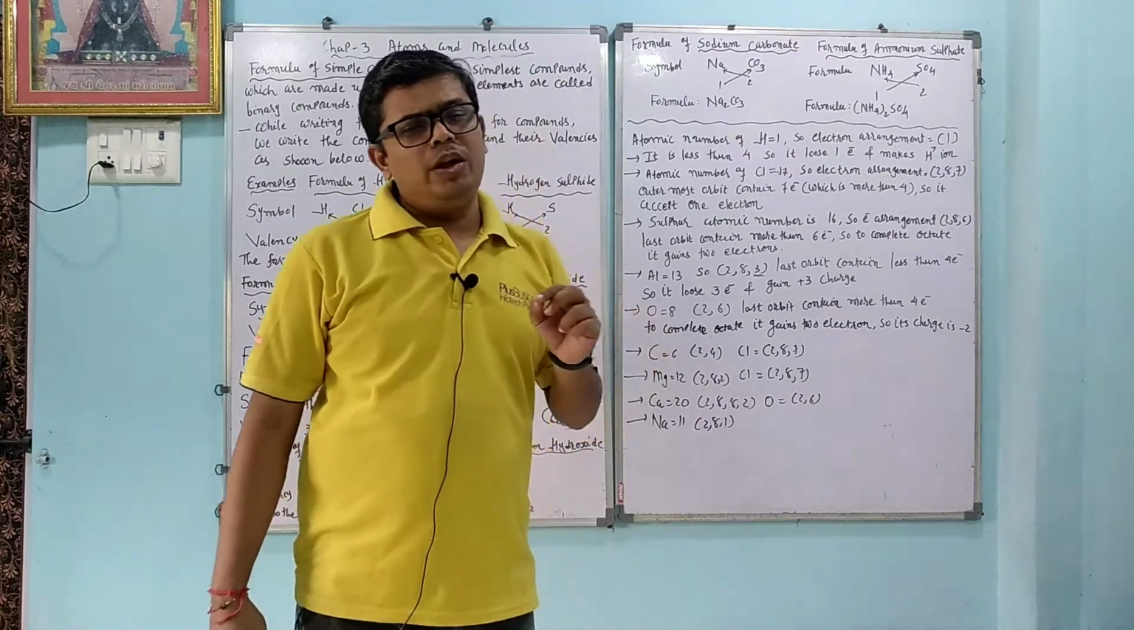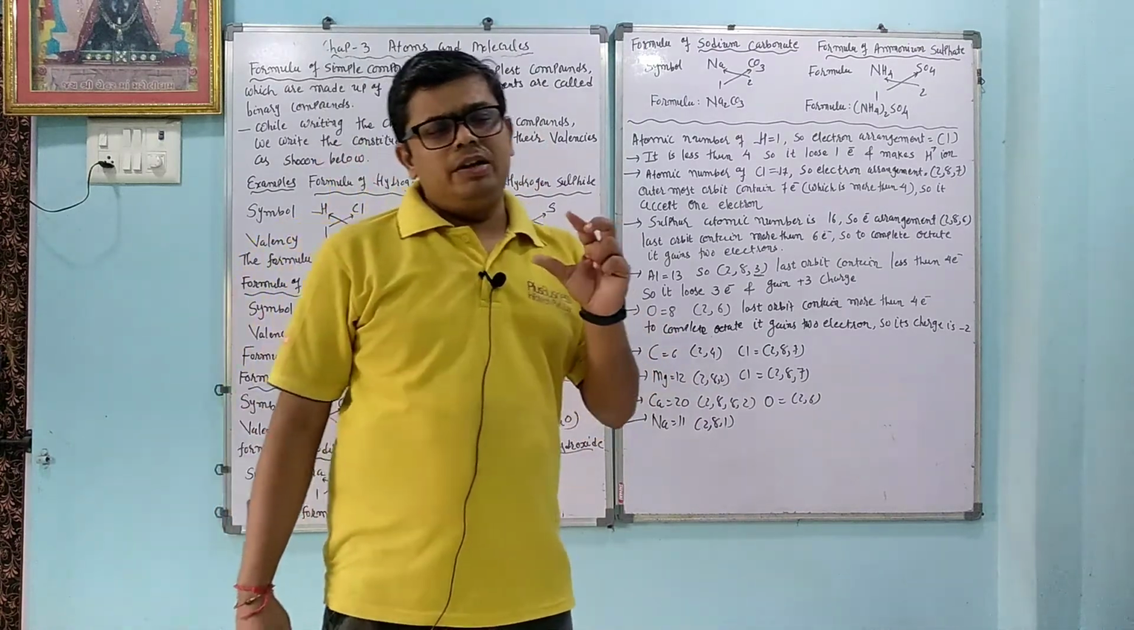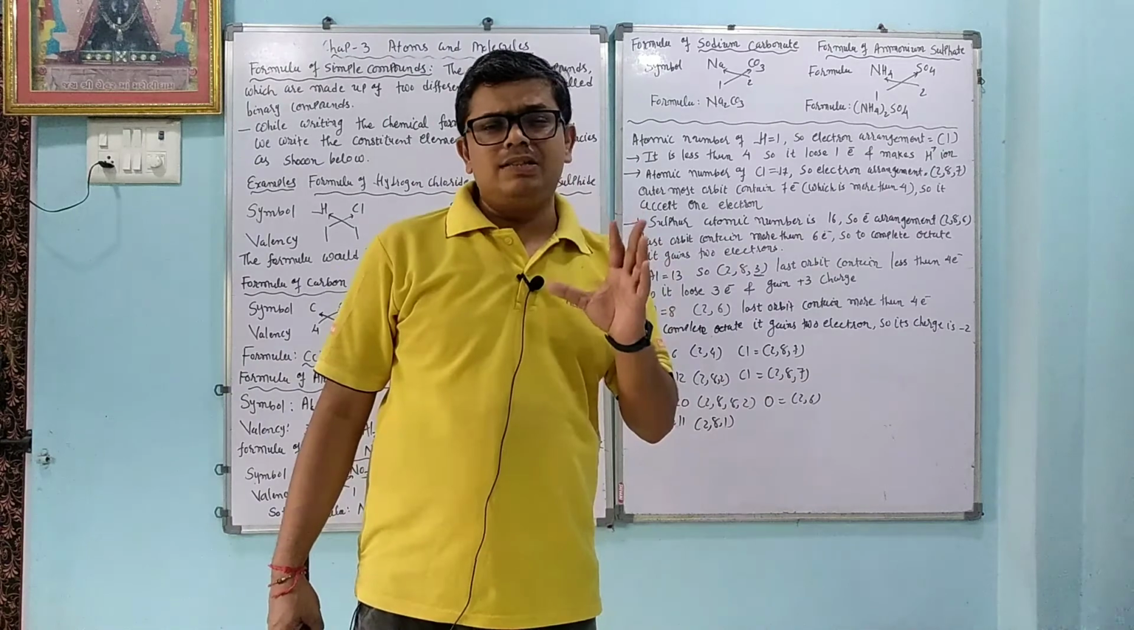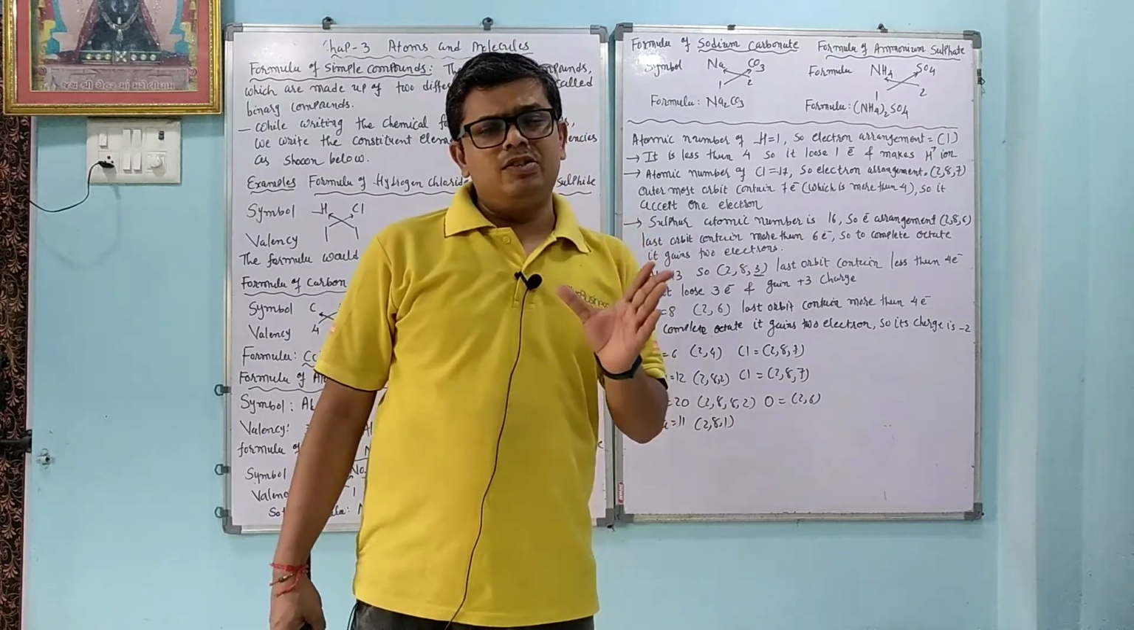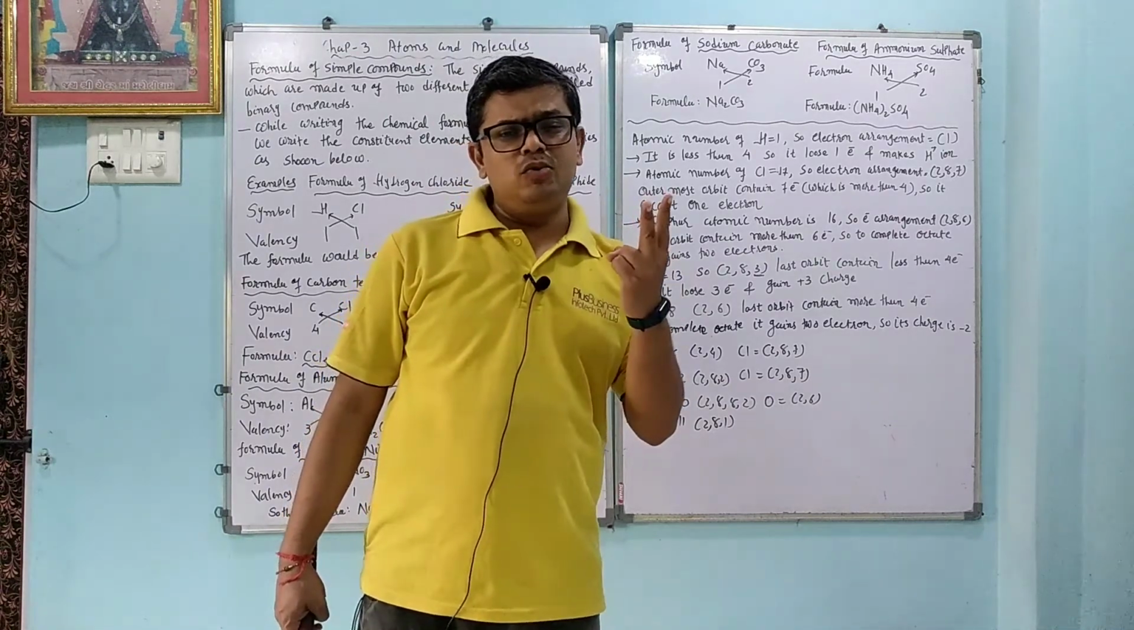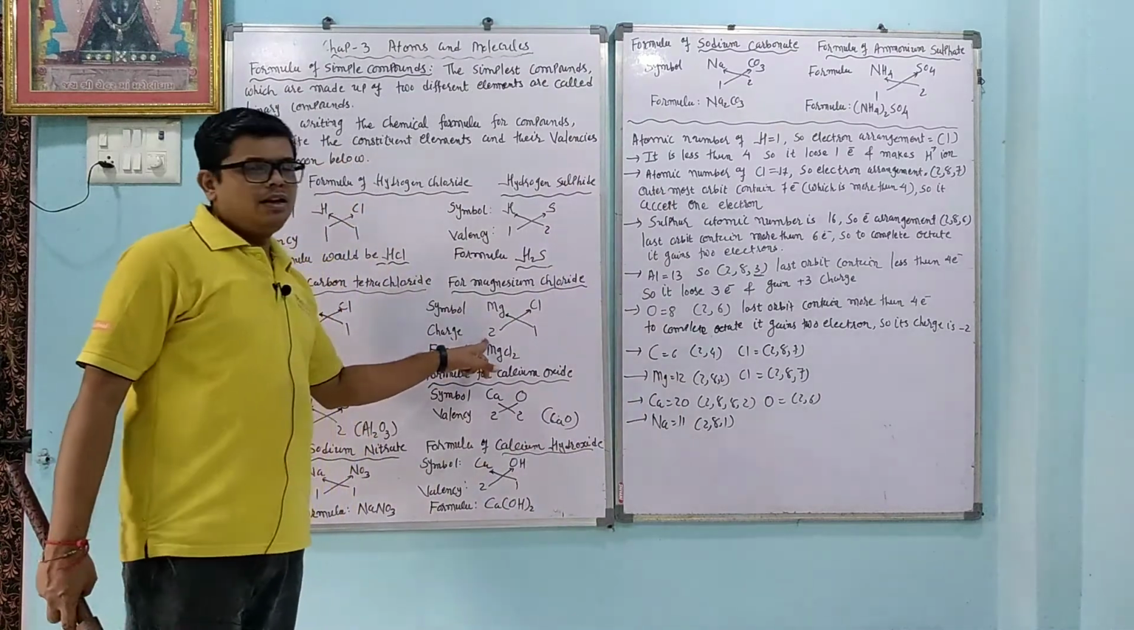So what can we write? 2, 8, 2. How many electrons does the outermost orbit contain? 2 electrons, and it is less than 4, so it has a tendency to lose electrons. How many electrons does it lose? 2 electrons. So that is the valency we are writing here.